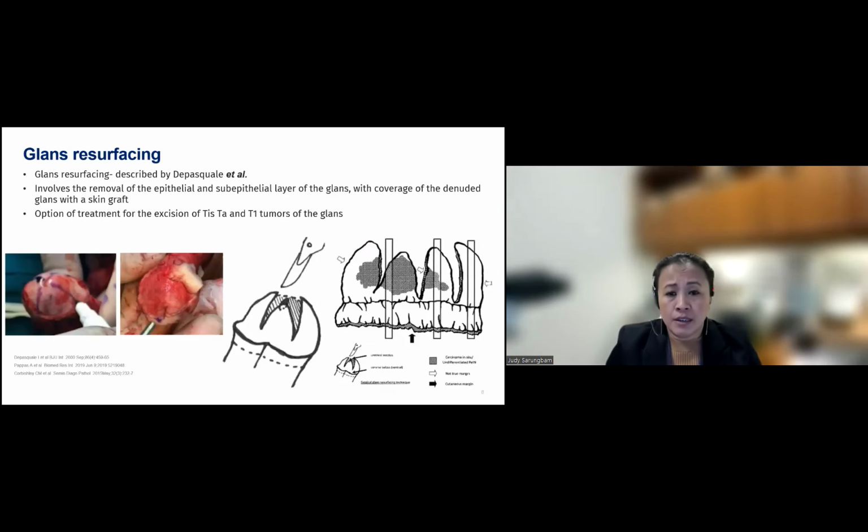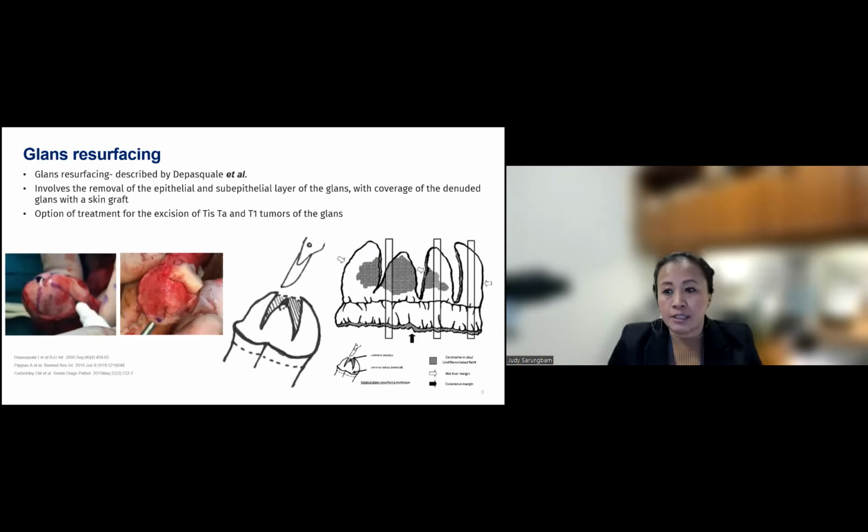Glans resurfacing is another organ-sparing surgery done for penile tumors, and it is usually done for early stage, in situ or early stage penile carcinomas. It was first described by De Pascal et al. for severe lichen sclerosus. The procedure involves removal of the epithelium and the subepithelial layer of the glans, which may also include a little bit of corpus spongiosum, and that defect is covered by a skin graft.